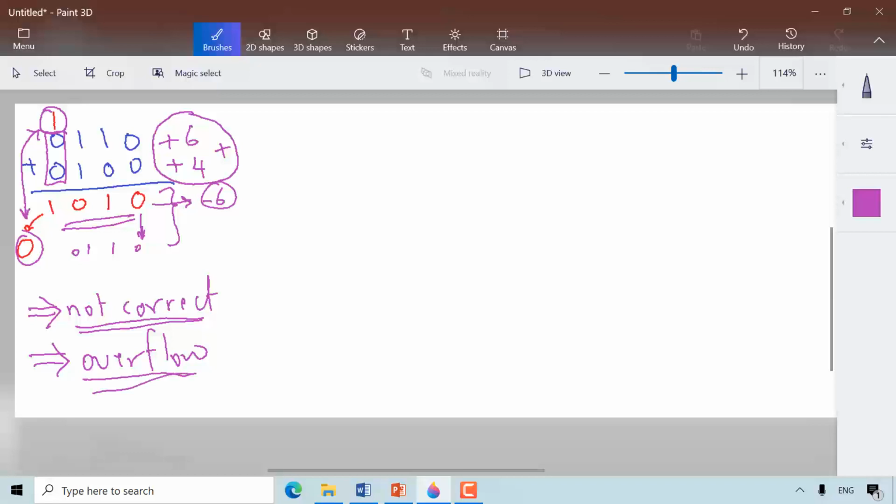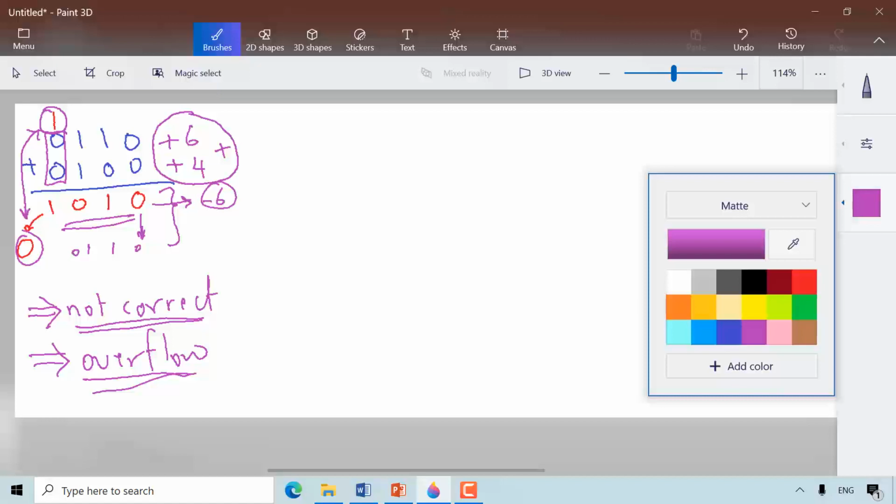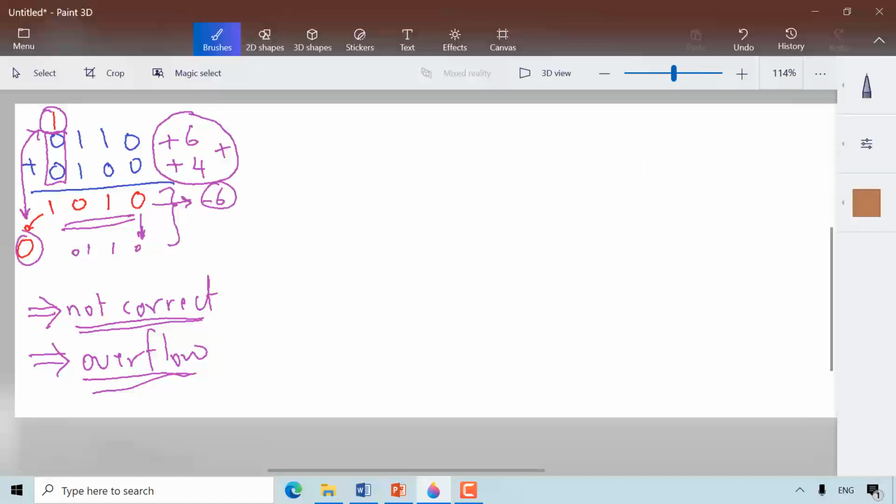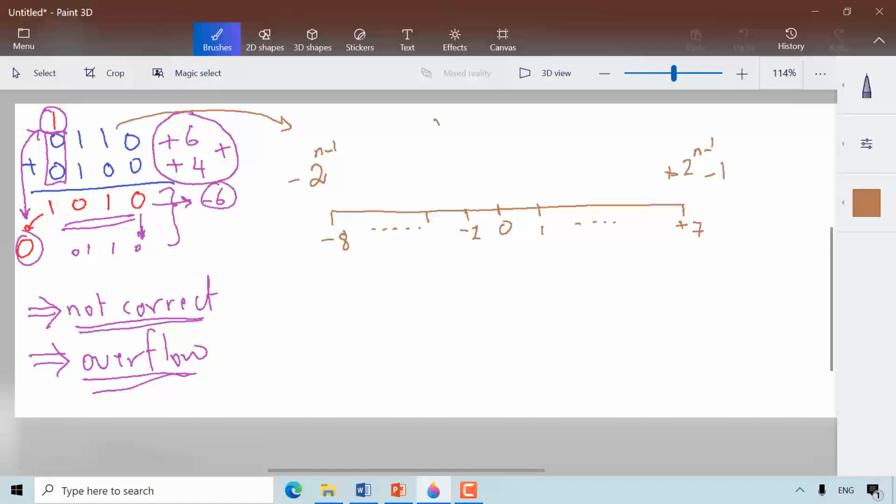What is an overflow? Well, the overflow is simply that our number system has collapsed. You see, in 4-bit digits, we can represent numbers from 0, 1, all the way to +7, and on the negative side, -1 all the way to -8. Because in 2's complement, I can represent things from -2 to the n-1 all the way to +2 to the n-1 -1. In my example, n equals 4 bits.